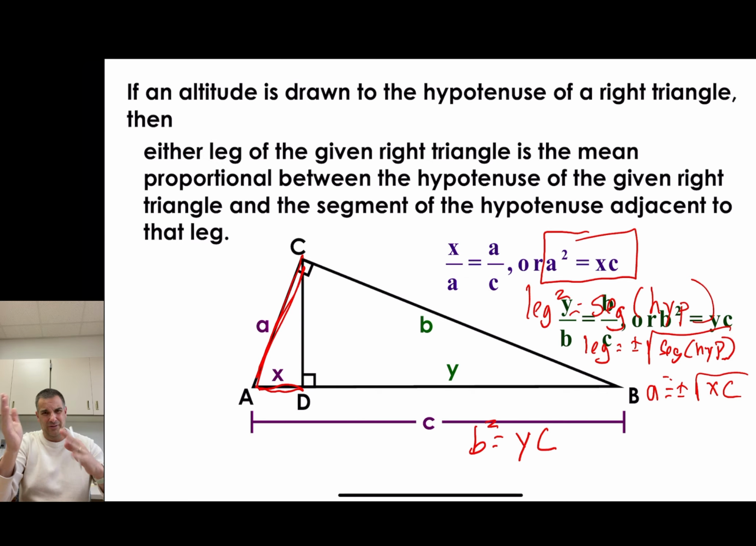I might be doing it backwards. I don't know what it's going to look like when I reverse this thing because I'm backwards. But I hope you understand it, that leg squared is equal to part times whole. And again, we could re-put this as b is equal to plus or minus the square root of yc.